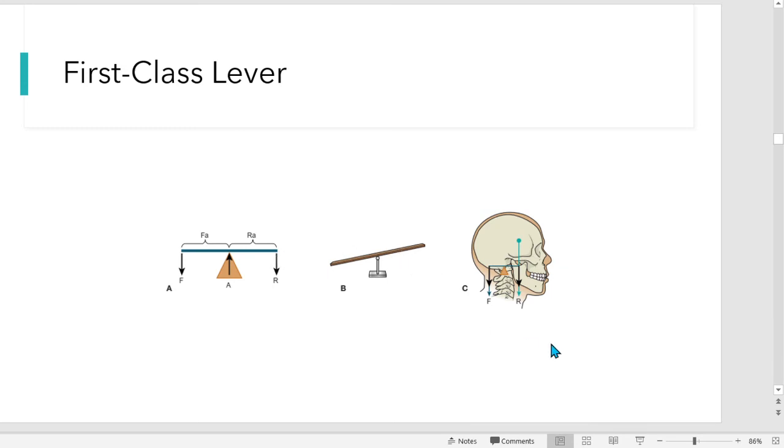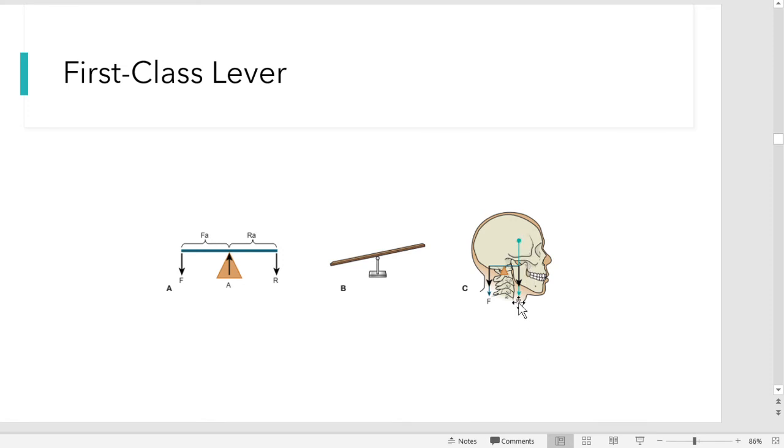So an example of first class lever system is this one. No? The atlanto-occipital joint. We call that the yes and no joint. Well, that's an example of lever 1, wherein our head is moving back and forth in the atlanto-occipital joint. So here, your atlanto-occipital joint serves as your axis of rotation. At the same time, it is where your fulcrum is located.